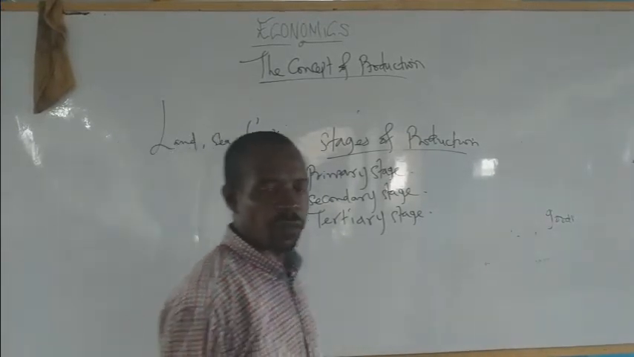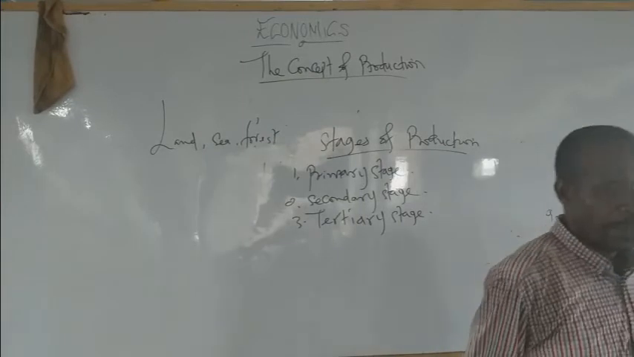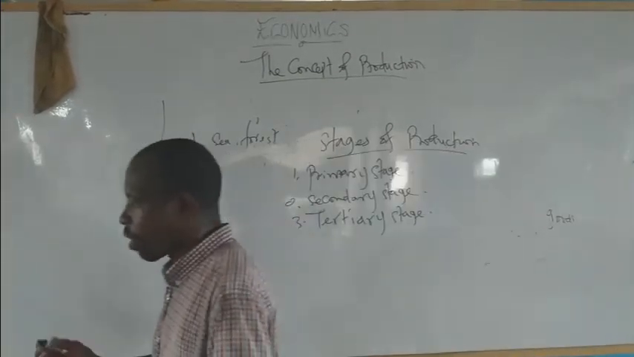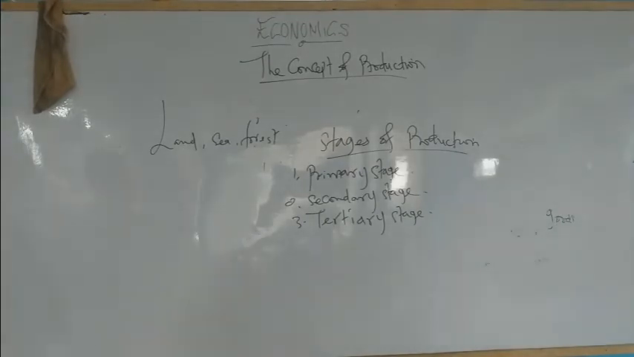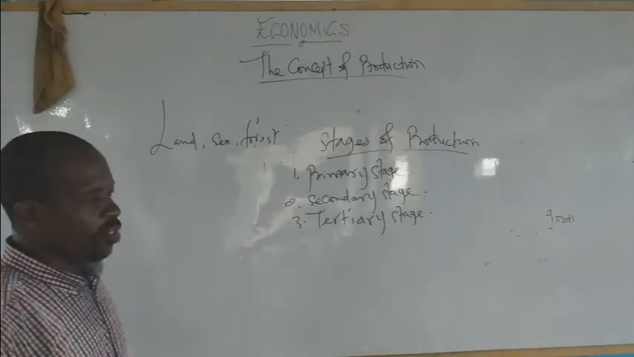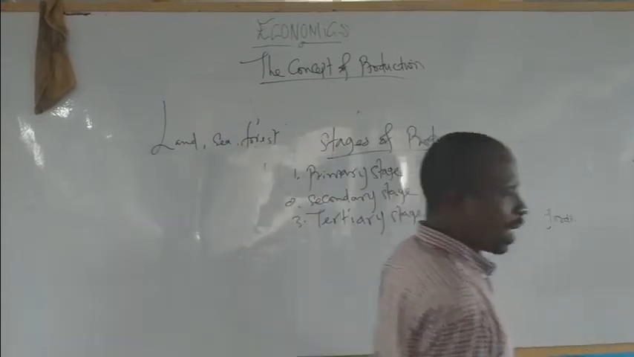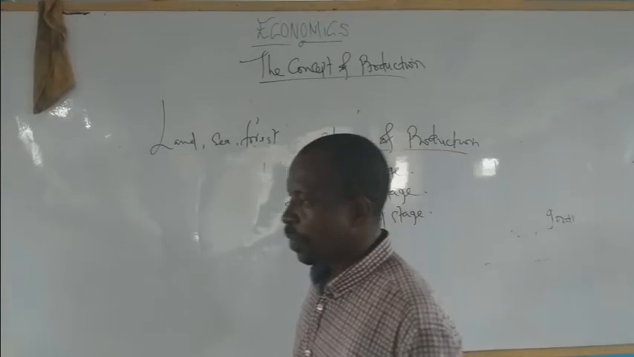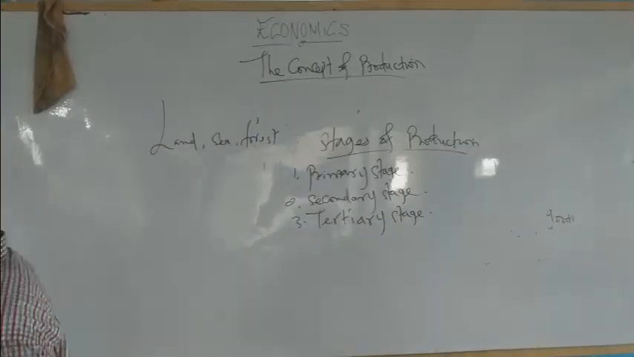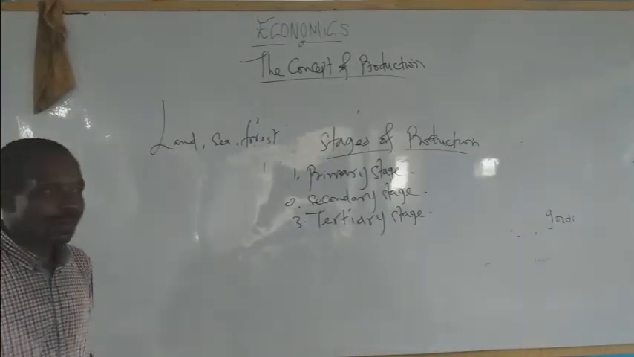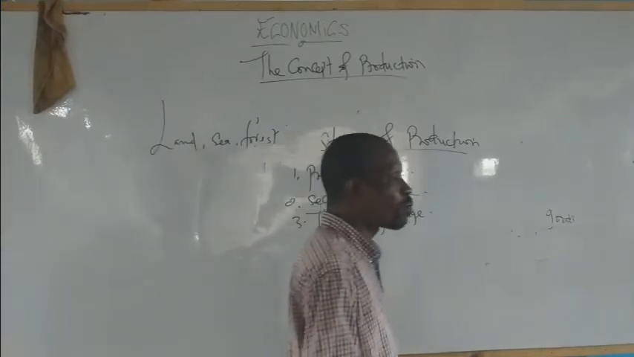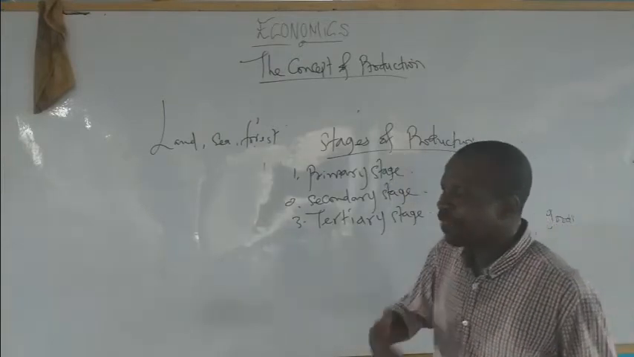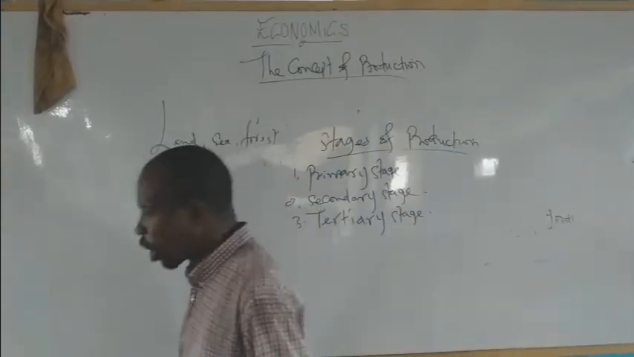Primary stage, the extraction of raw materials from their natural sources. It could be land, it could be sea, it could be what? Forest. Now, when these raw materials are extracted, they are not just extracted for fancy, they are extracted for a purpose. They are extracted and set to be taken to the industries where they will be what? Put into use. Where they will be useful. They have to be transformed or changed.